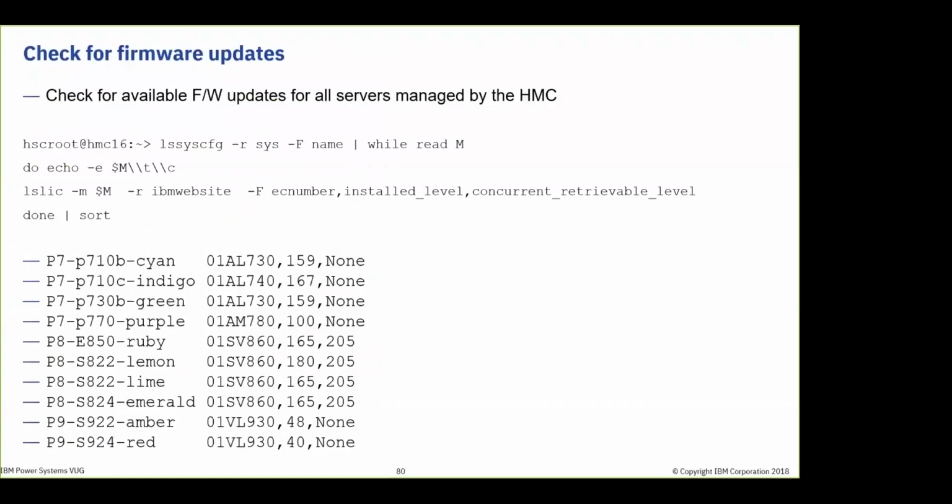I think I've only got one slide on firmware, which is it's important to keep checking your firmware is up to date. You can download the firmware updates from the Fix Central website, and this is a useful command that you can run. I tend to run it once a week, and you can see here that what I'm doing is I'm doing an lslic, lists me the license internal code in a for loop for all of these machines, and the resource I'm checking against is the IBM website. I'm lucky enough that my HMCs can access the internet, and then I'm printing out the EC number, the installed level, the concurrent retrievable level, and sorting them.